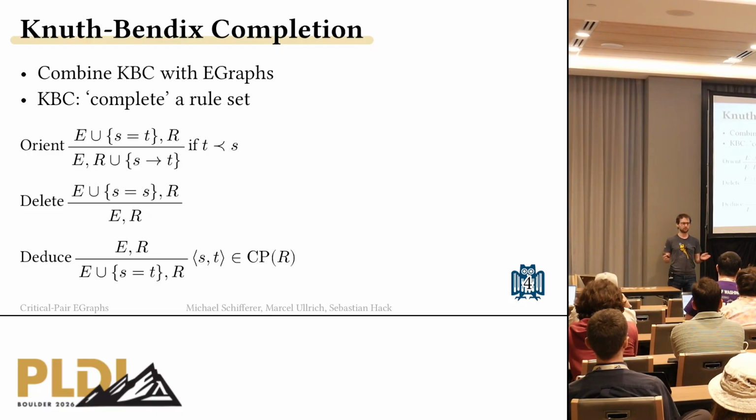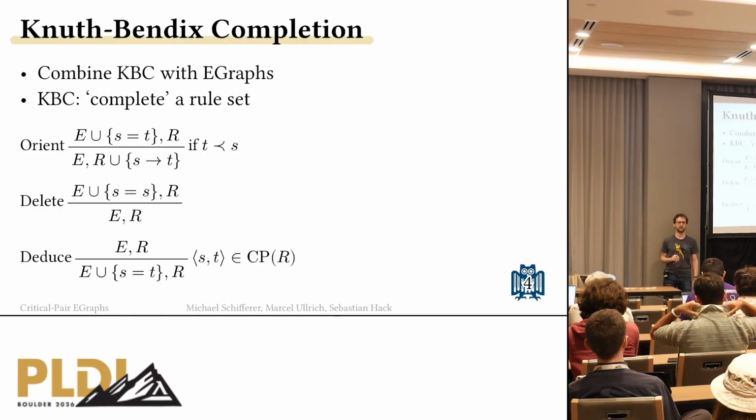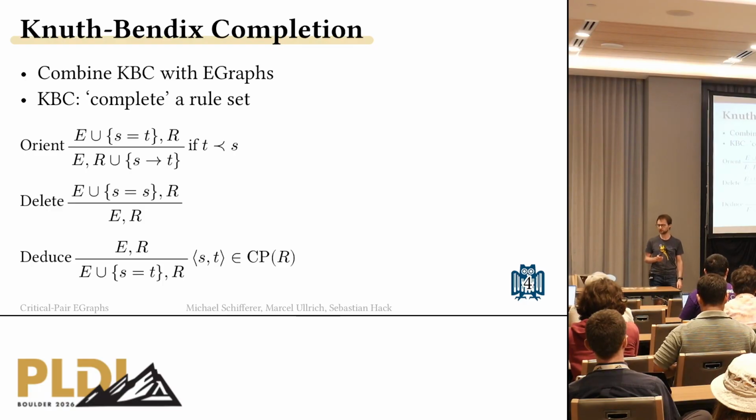Deletion says we can simplify our rule set if we have just a reflexivity rule where both sides are equal. And deduction, this is the interesting rule. We can just add new rules if s and t are a critical pair. So in the previous talk, critical pairs were already mentioned. Now we will look at an example of what they are exactly.